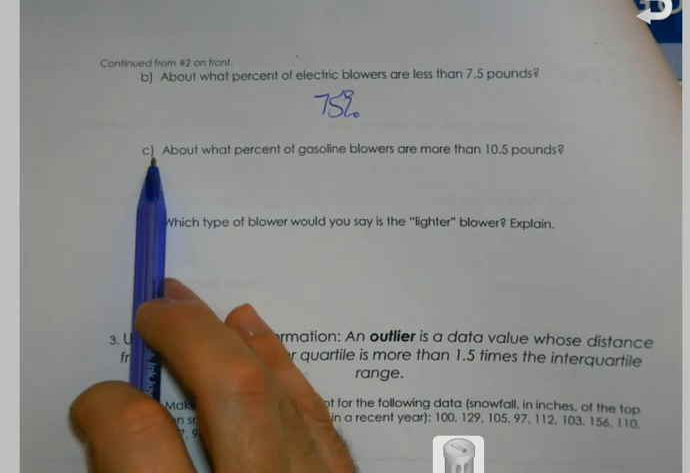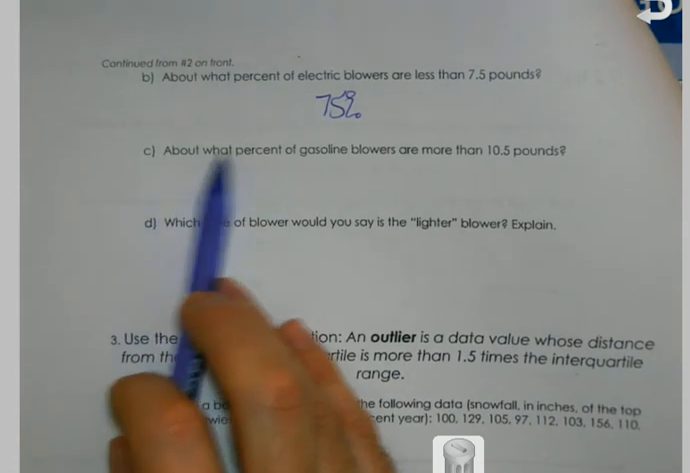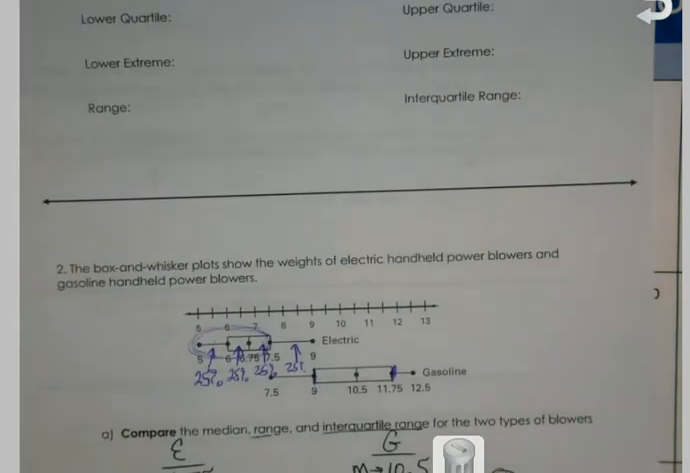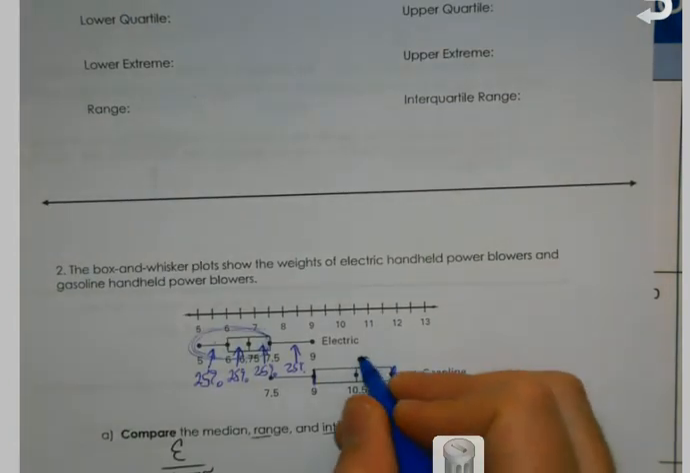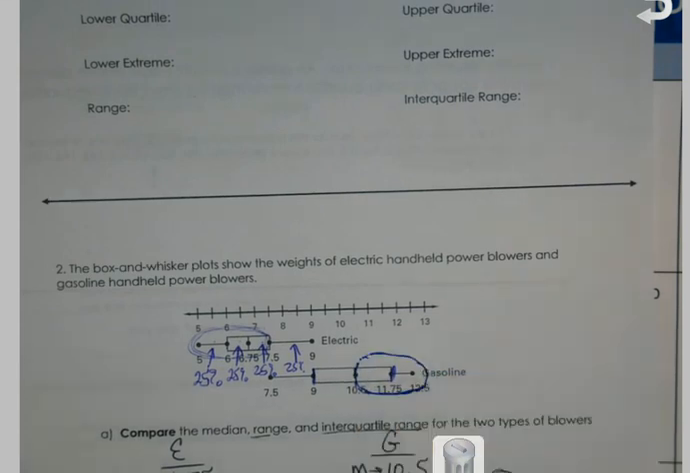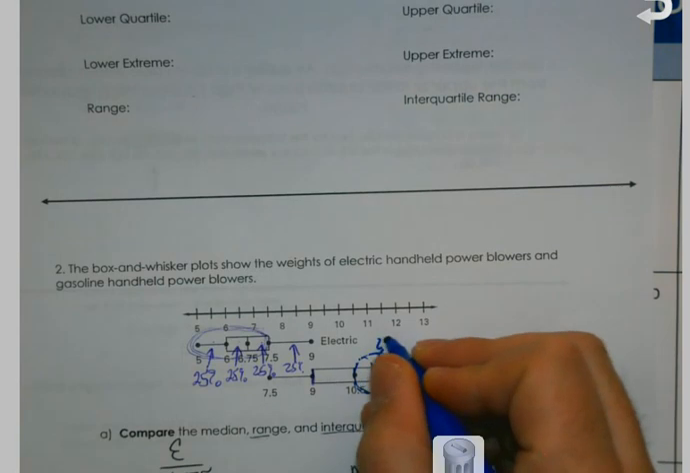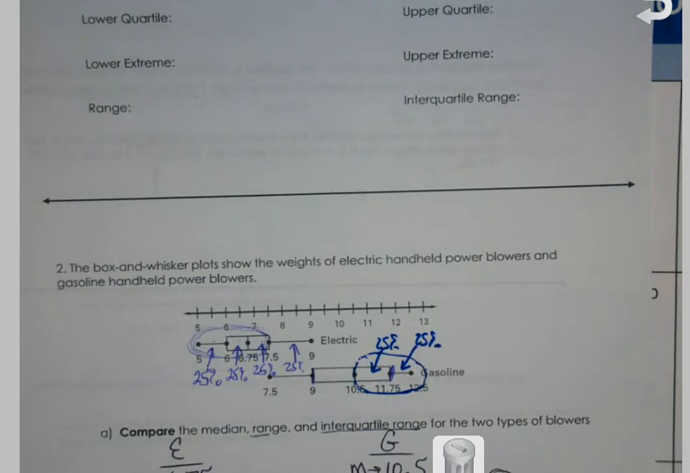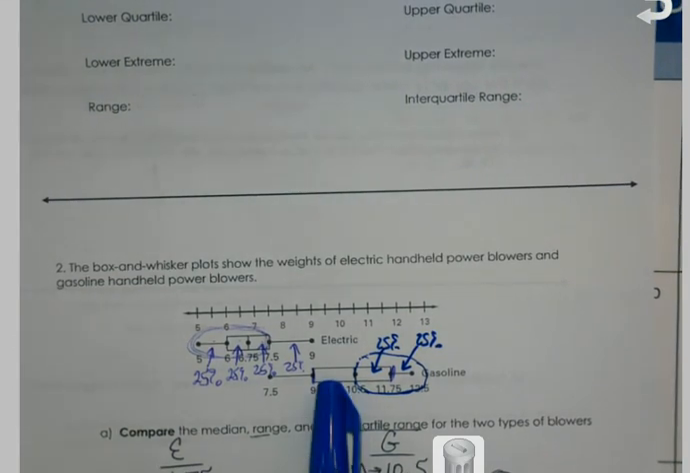And I'll flip back in a minute, because the next question says, about what percent of gasoline blowers are more than 10.5 pounds? Okay, let's see. Gasoline. There's 10.5 right here. So how many sections do I have in that area? There's one. And there's one, because my other two are here and here. So I'm like, oh, 25 and 25. Okay, so about 50.